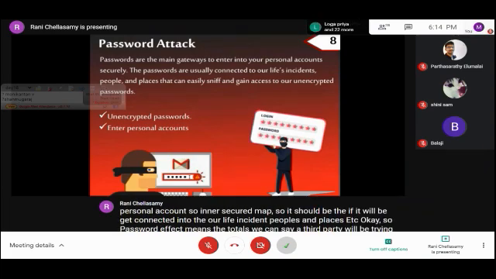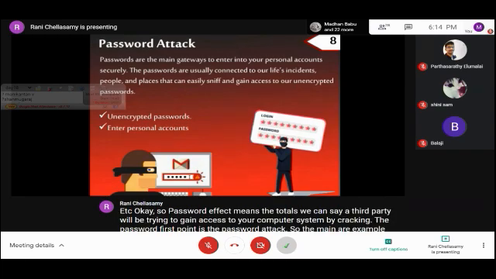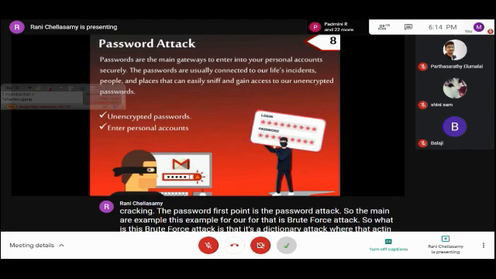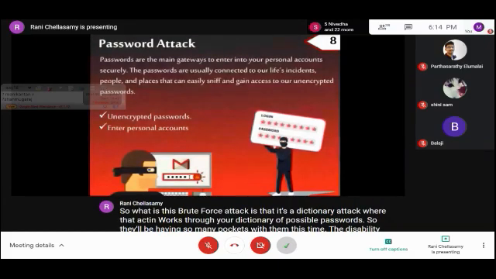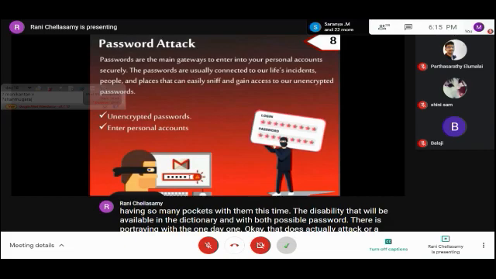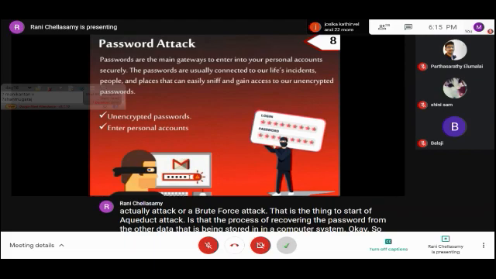The best example for a password attack is the brute force attack. What is this brute force attack? It's a dictionary attack where the attacker works through a dictionary of possible passwords. They will have so many passwords available in the dictionary, and with those possible passwords they will go on trying one by one. That is a dictionary attack or brute force attack. A password attack is the process of recovering a password from data that has been stored in or transmitted by a computer system. The brute force attack is the best example, nothing but repeatedly guessing one's password.